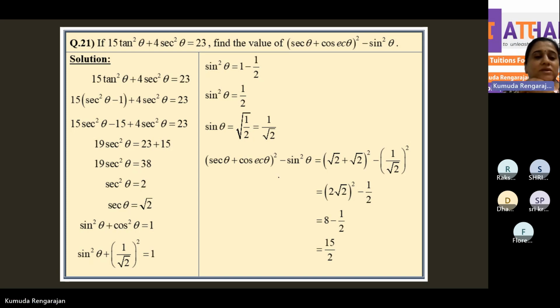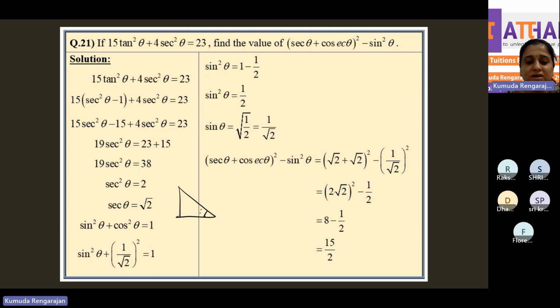Yeah. So the idea here is to convert, meaning we have two ratios, so we're trying to have only one ratio throughout. That's why we replace tan square theta with secant square theta minus 1. You can also replace secant square theta with 1 plus tan square theta. So then after substituting that, 15 into secant square theta, 15 into minus 1. So secant square theta is 2, so secant theta is equal to square root of 2. At this point, you can use a right triangle.